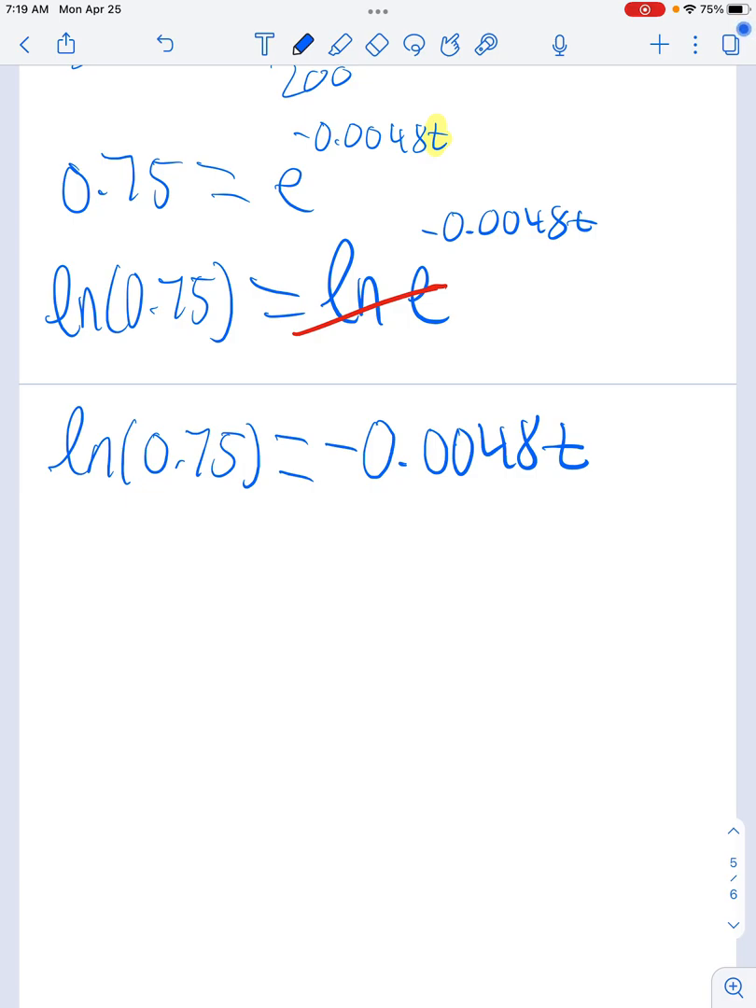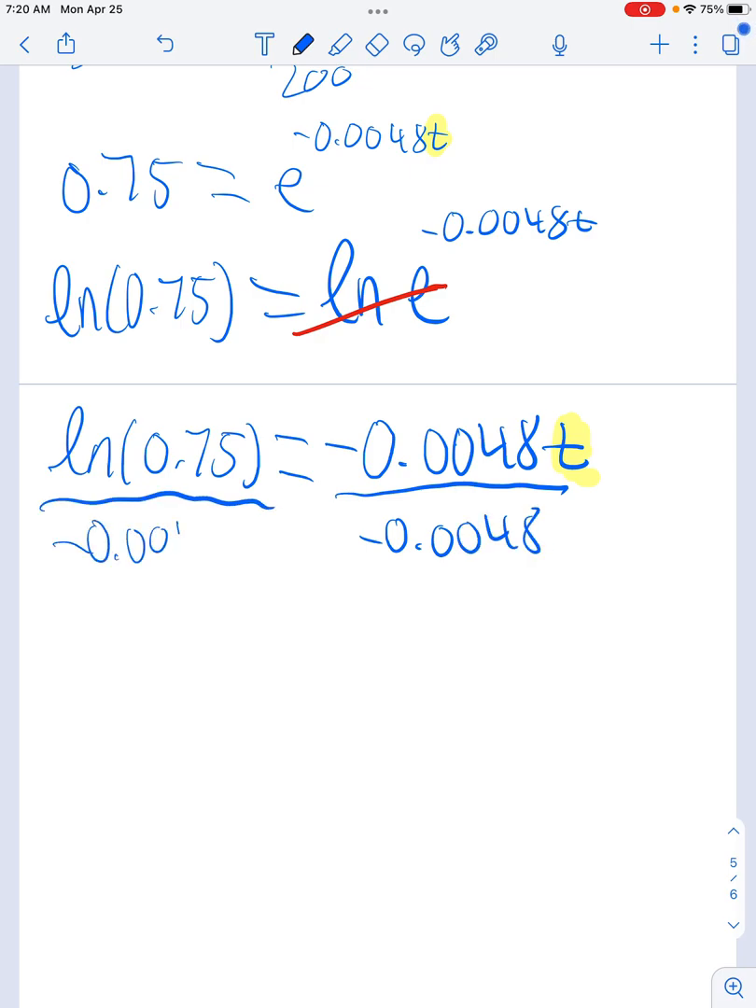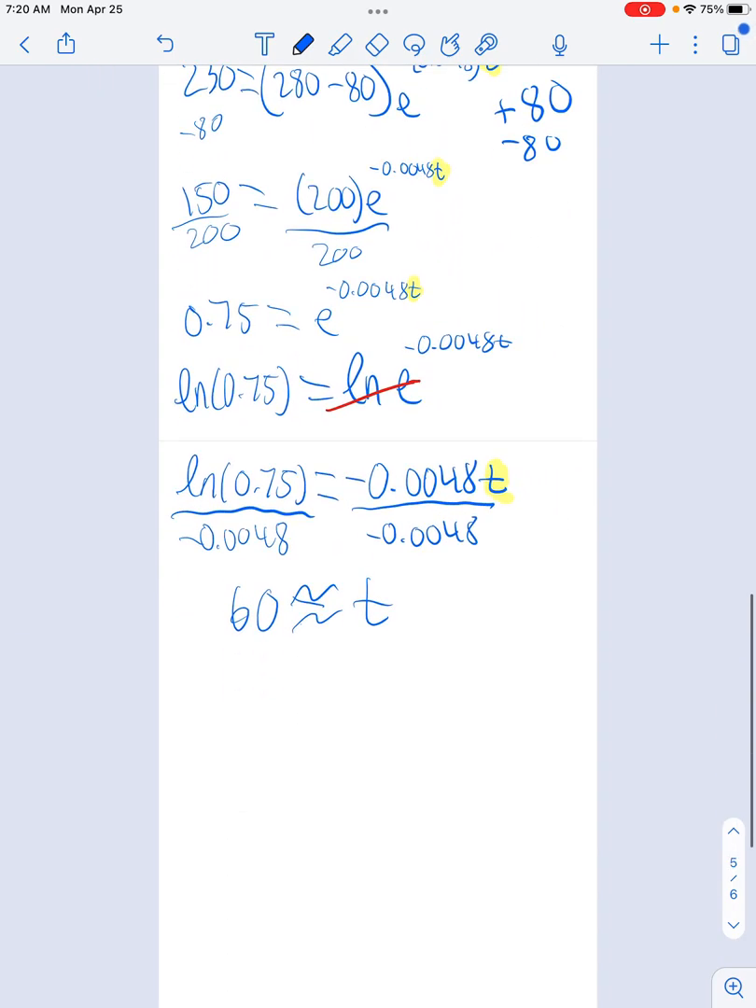We can divide, because again, our goal is to get t by itself. Divide both sides by negative 0.0048. And so we should get approximately 60 for t. So according to this situation, you would have to wait about 60 minutes before you could continue driving.